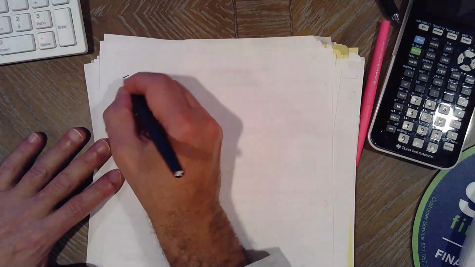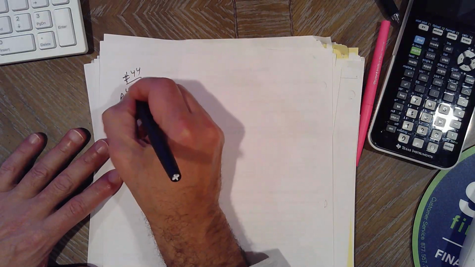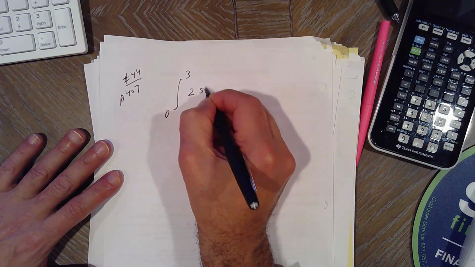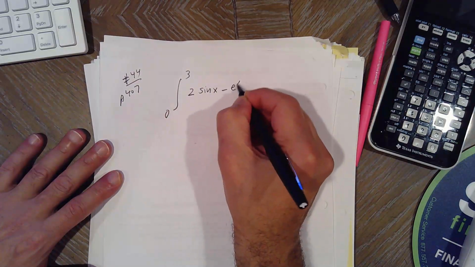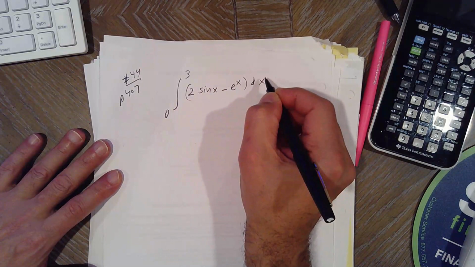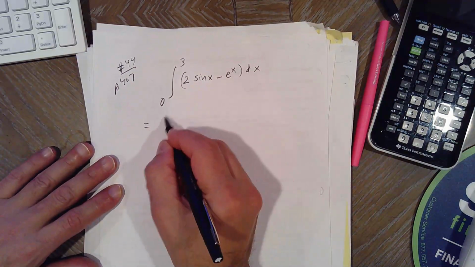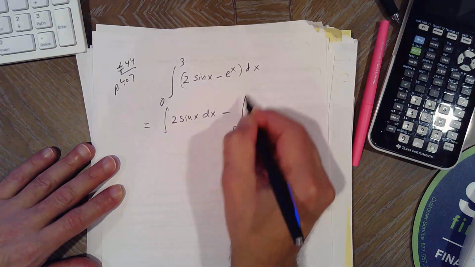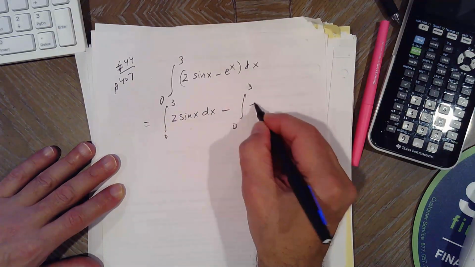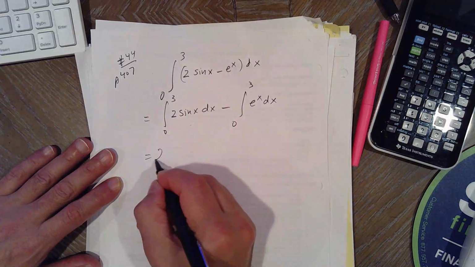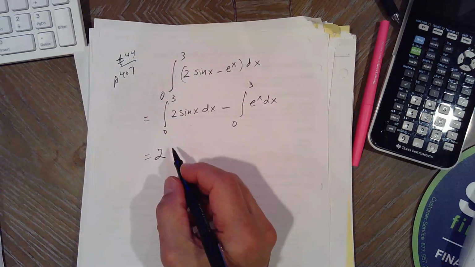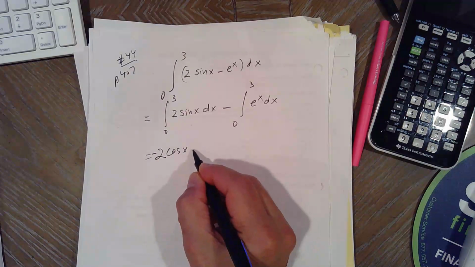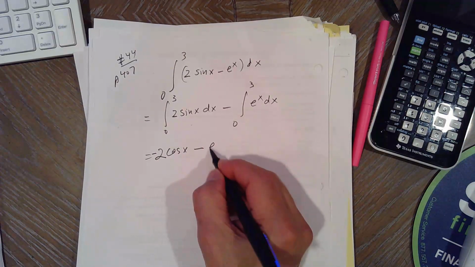Number 44, page 407. So the integral from 0 to 3 of 2 sine x minus e to the x dx. We can break it down into the integral of 2 sine x dx minus the integral from 0 to 3 of e to the x dx. We pull the 2 out. The antiderivative of sine is negative cosine, so negative cosine, and then minus the integral of e to the x.